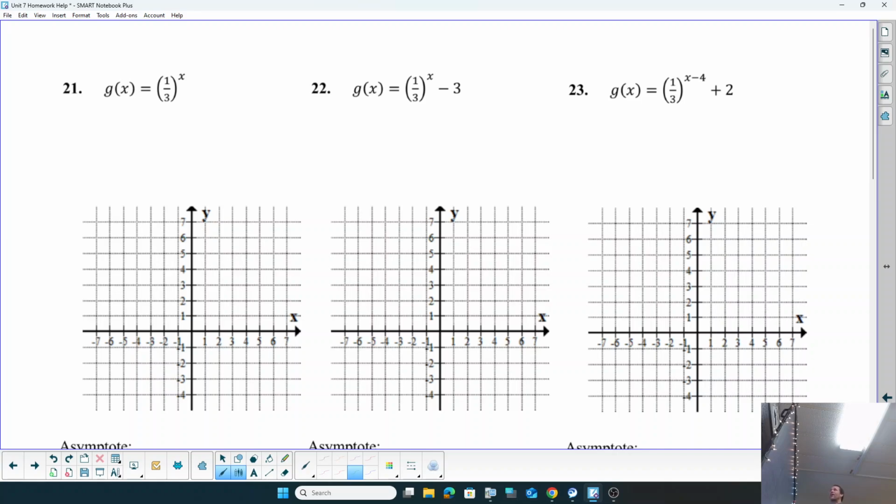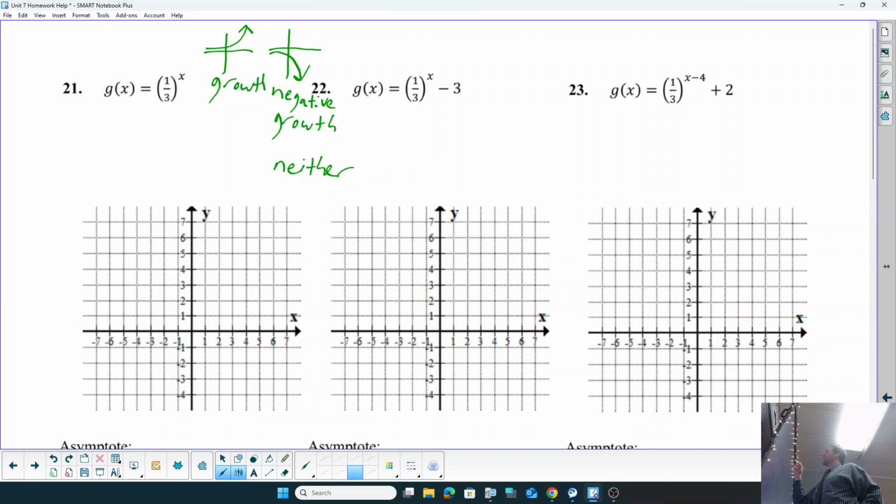Okay, so let's see here. We got 21 next. So what's 1/3 to the x power? Can you remember? Is it growth, decay, or negative growth? I'll kind of remind you of those. Growth goes like this. Negative growth goes down. Or neither. It's called negative growth, or neither decay nor growth. The first one was growth.